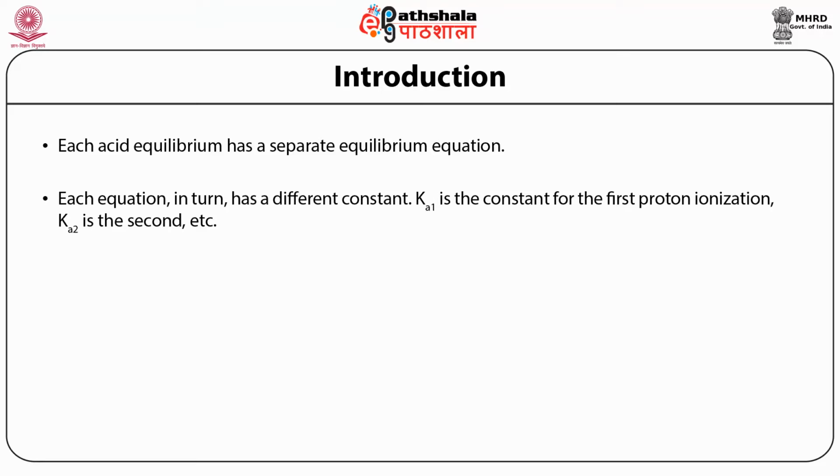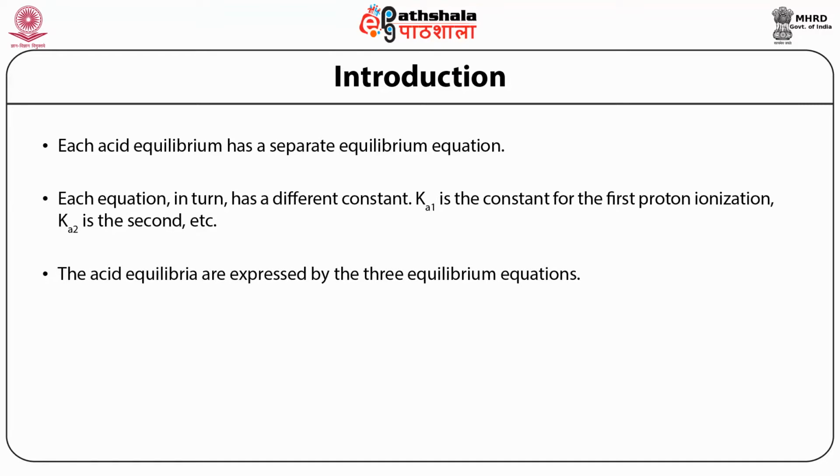Ka1 is the constant for the first proton ionization. Ka2 is the second proton ionization. Similarly, it continues: Ka3, it may be Ka4. The acid equilibria are expressed by three equilibrium equations.